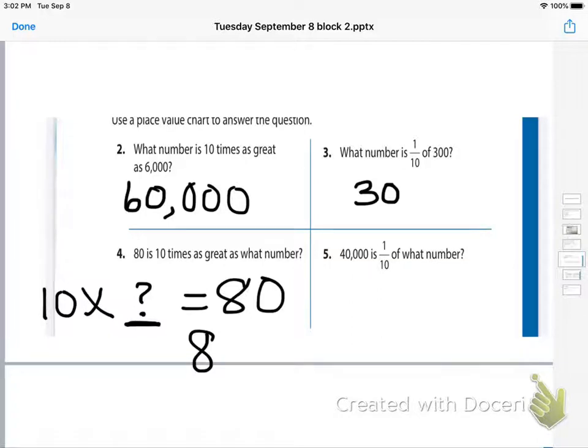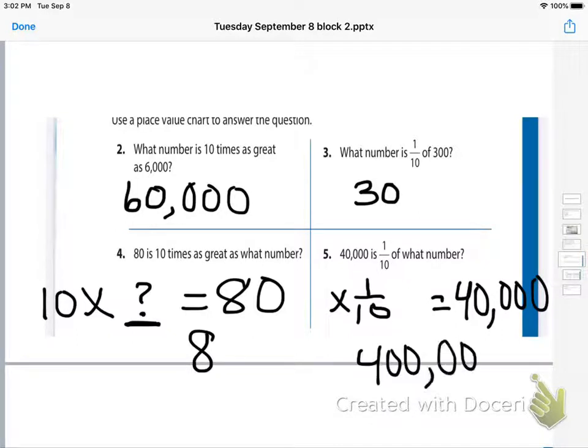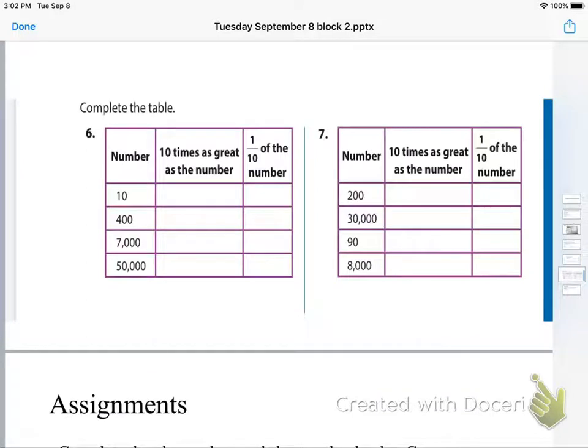The next one says 40,000 is 1/10 of what number? So they're telling us that 40,000 is 1/10 of what number? So it's 1/10 of 400,000. All right, and in class we just filled in this chart for number 6.